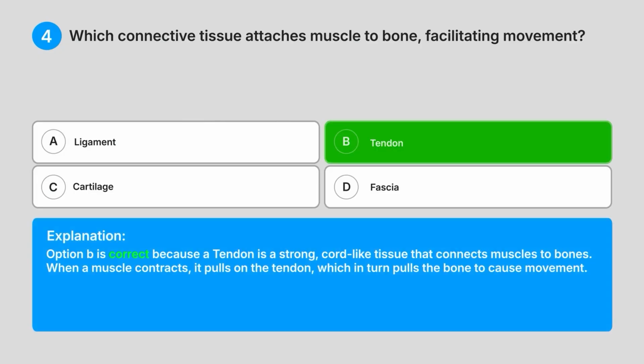Explanation: option B is correct because a tendon is a strong cord-like tissue that connects muscles to bones. When a muscle contracts, it pulls on the tendon, which in turn pulls the bone to cause movement.